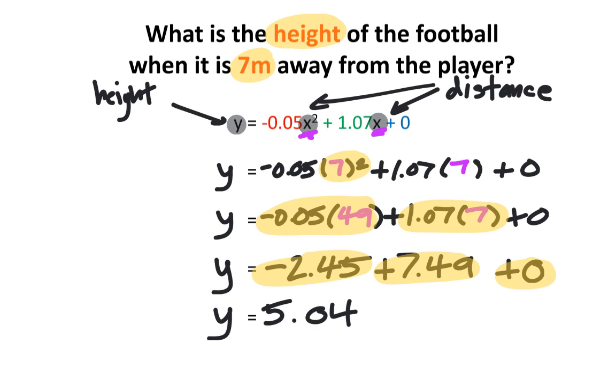So the height of the football when it is 7 meters away from the player is about 5 meters, and this is exactly the same number that we got from the graph.